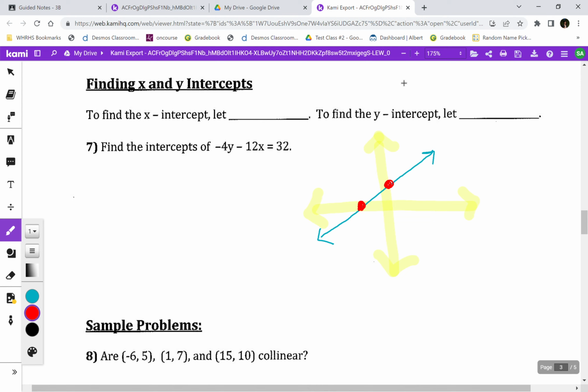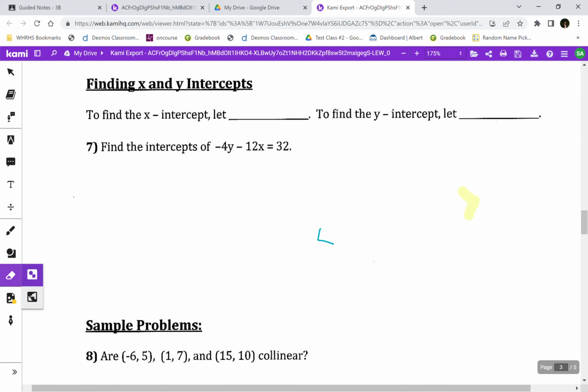What about the y-intercept? The y-intercept is moving along the y-axis. So it's up or down, but what is always x? We're not moving left or right at all. So for the y-intercept, x is always 0. Whenever we're finding an x-intercept, we let y equal 0. And whenever we're finding the y-intercept, we let x equal 0.